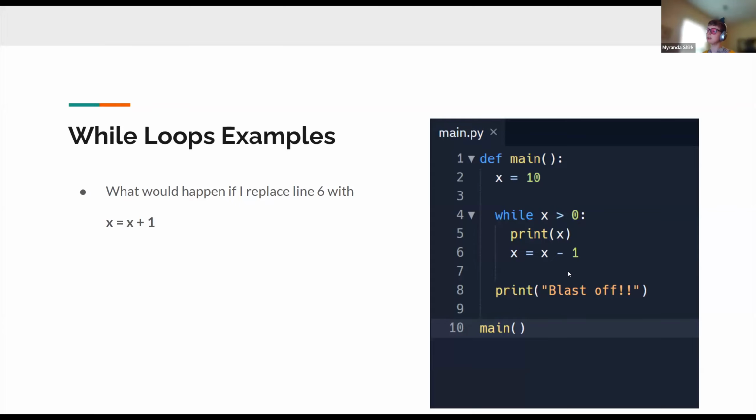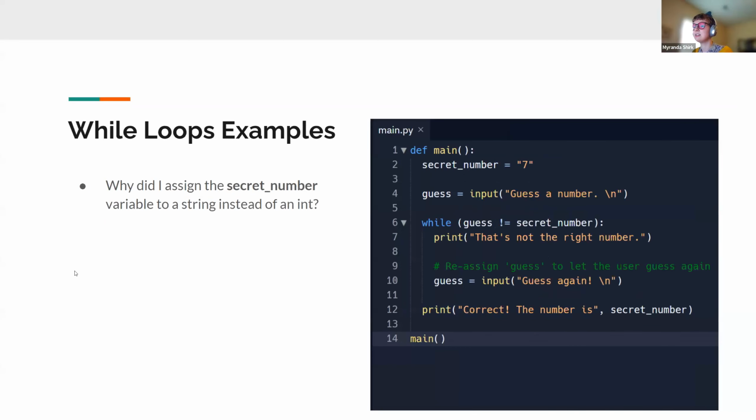So what does this code do? Someone tell me in chat, what is this code going to do? Yeah, some people are already answering this question. Good job, you're jumping ahead. So yeah, the code is supposed to do a countdown if we don't change anything. It's going to count down 10, 9, 8, 7, 6, 5, 4, 3, 2, 1, and then blast off, kind of like a rocket. But if I replace this with x equals x plus 1, then x will always be greater than 0, and it will just keep going and going, and x will get bigger and bigger and bigger. So let's see what this one looks like in action.